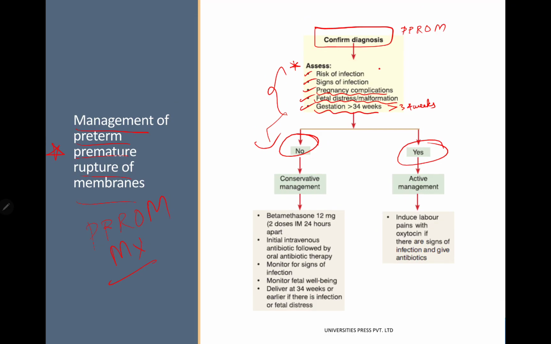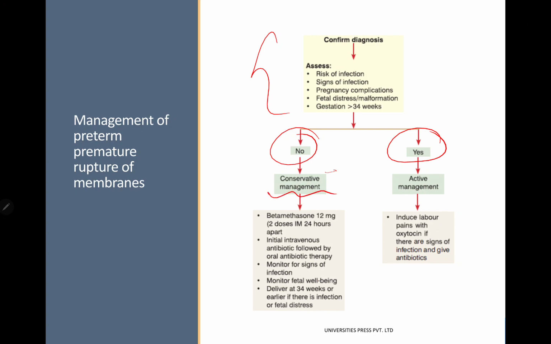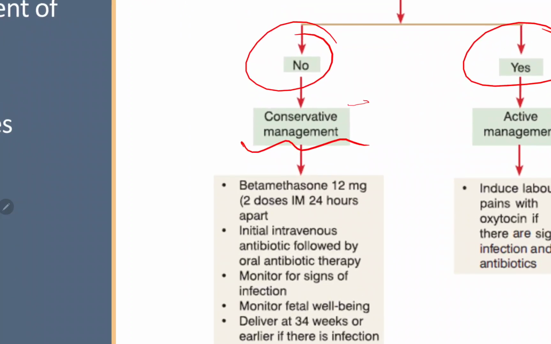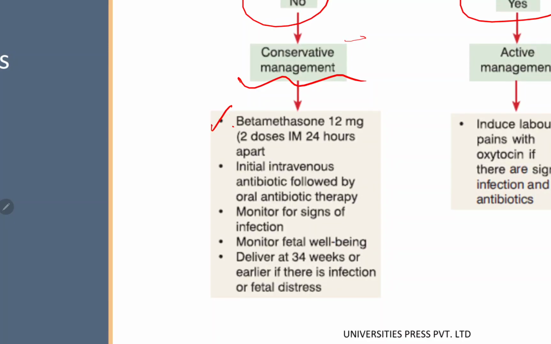Conservative management includes, first, giving betamethasone 12 milligram, 2 doses intramuscularly 24 hours apart. Initial intravenous antibiotics are given, followed by oral antibiotic therapy.